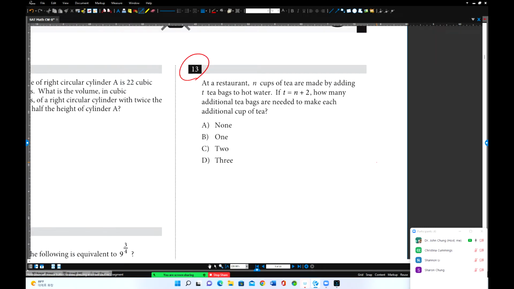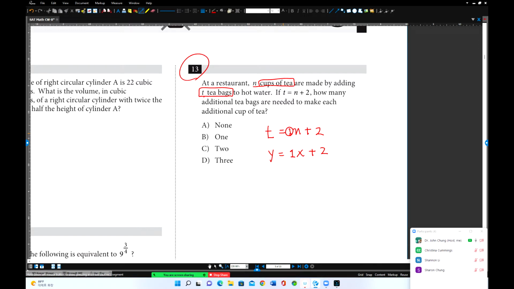Okay, number 13 is here. N cups of tea, by adding tea bags to hot water. So there's a relation. T is first, T looks like y. T equals n plus 2. Maybe I'll switch to y equals x plus 2, it's the same thing. So this is the value of x. We have a slope of 1, 1x, 1n, right?